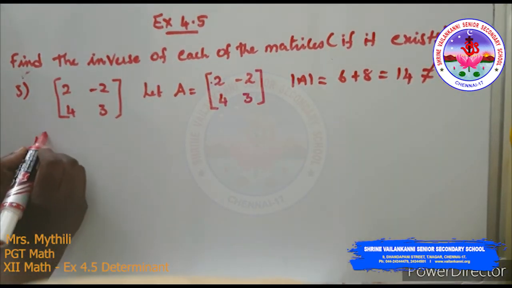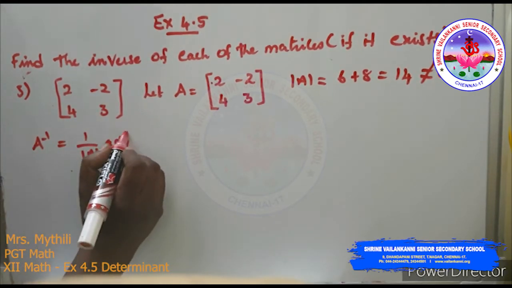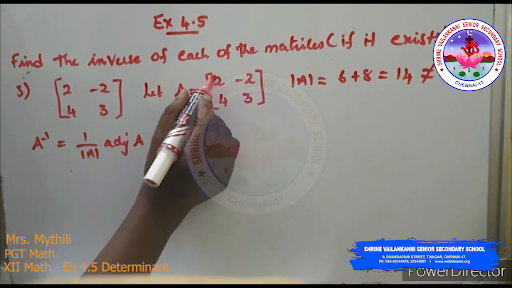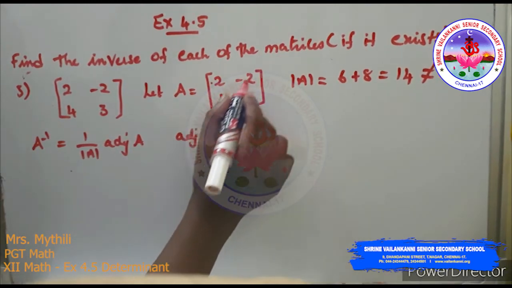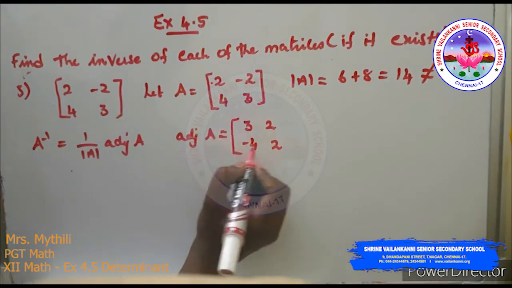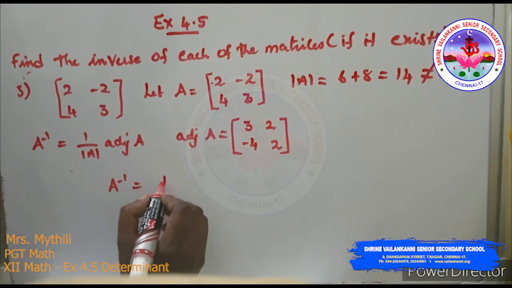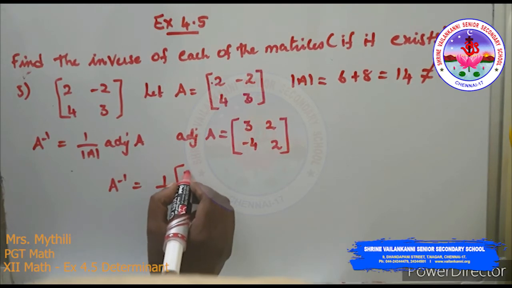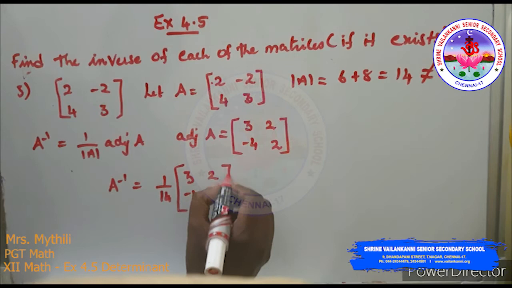Then A inverse exists. So A inverse equals 1 by determinant of A into adjoint of A. So adjoint of A: just interchanging these two values, 3 and 2, and changing the sign of these two values, 2 and minus 4. So A inverse equals 1 by 14 into adjoint of A, which is [3, 2; minus 4, 2].